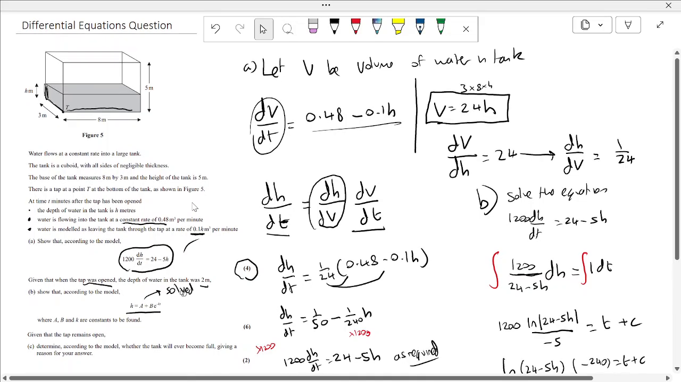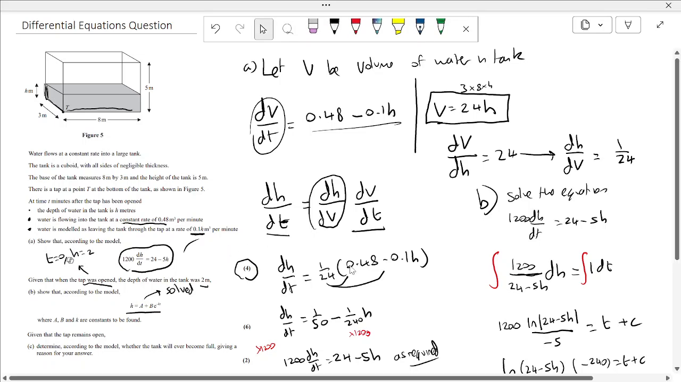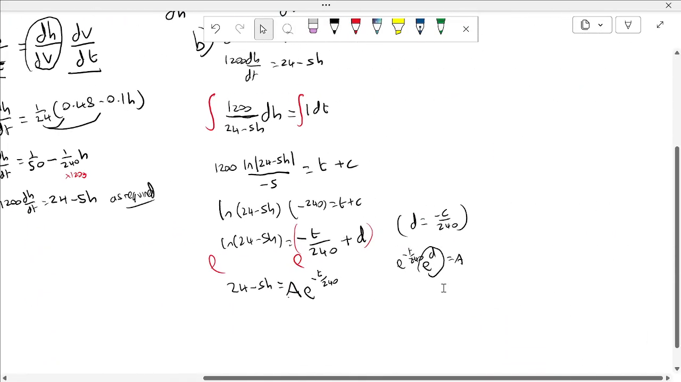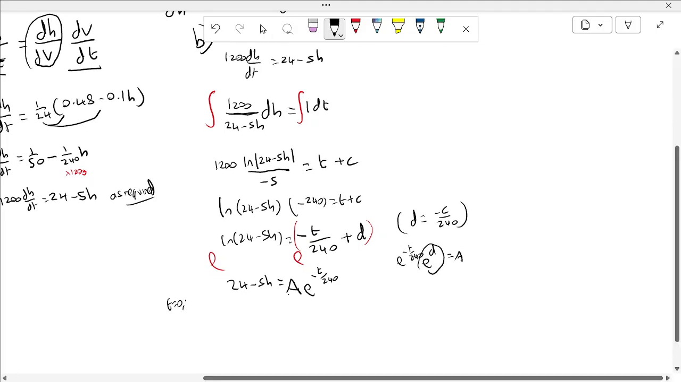Well, t is the time after the tap was opened. So when t is 0, the depth, which was h, was 2. I'm going to use that. t = 0, h = 2. And at t = 0, h was 2. So 24 minus 5 times 2 is 10.